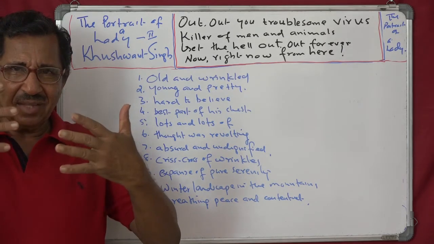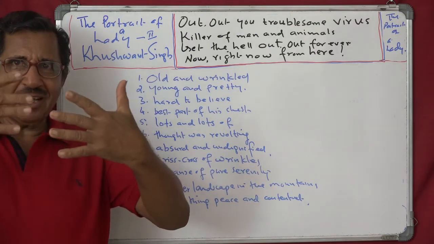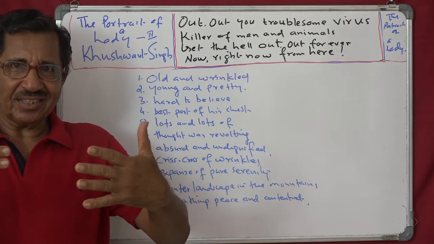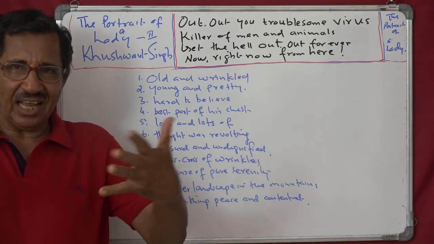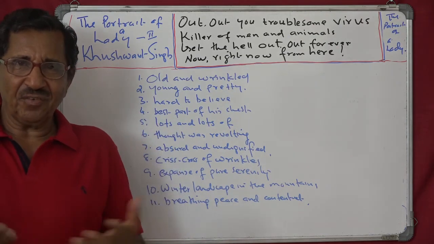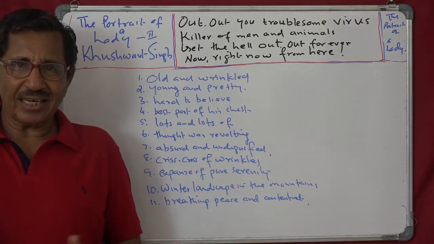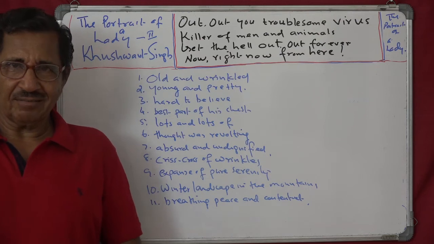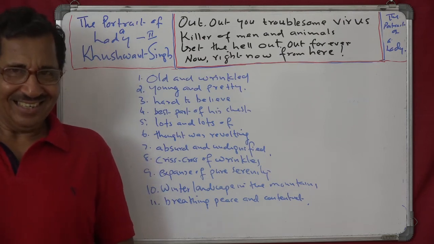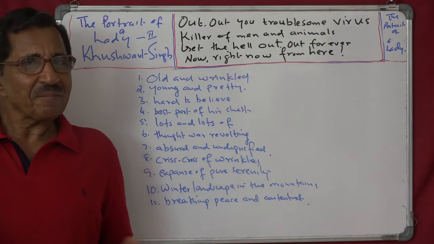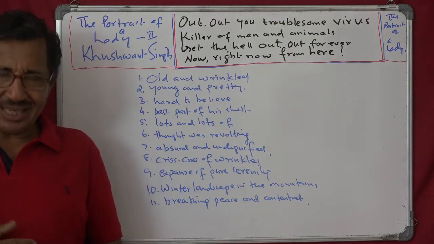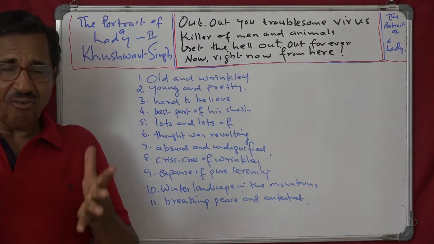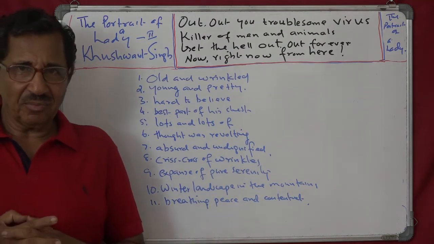The description. You see, his grandfather is standing in front of us. So that is vivid description, lively description, and beautiful phrases: young and pretty, old and wrinkled, crisscross of wrinkles, hard to believe, thought was revolting. So you should try to use this in your writings, in your speaking, your day-to-day life, and develop a style of your own. I hope that you will be doing that.